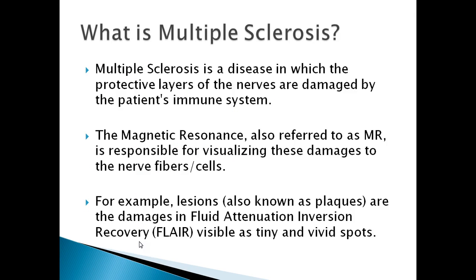So, what is multiple sclerosis? Multiple sclerosis is a disease in which the protective layers of the nerves are damaged by the immune system of the patient. MRI scans, or magnetic resonance image scans, help us visualize these damages to the nerves. For example, lesions are damages in the fluid attenuation inversion recovery, also referred to as FLAIR. They are basically identified as tiny and vivid spots. One significant point I'd like to make here is that lesions and multiple sclerosis will be used interchangeably in the presentation so as to help you better understand the project.